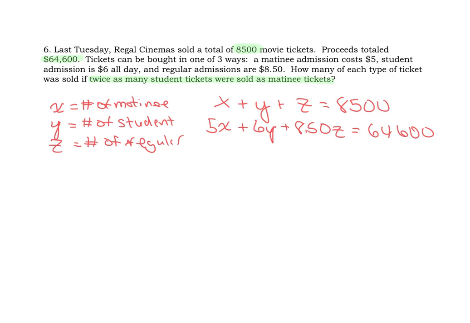Now again, the comparisons are the hard ones. So they're comparing student, which is Y, and matinee, which is X. Twice as many student tickets, so students were the larger value, as matinee. Twice means two times. So to make them equal, I'm going to do the math to the matinee. So the student tickets equals 2 times the matinee, because I had to multiply that matinee by 2.